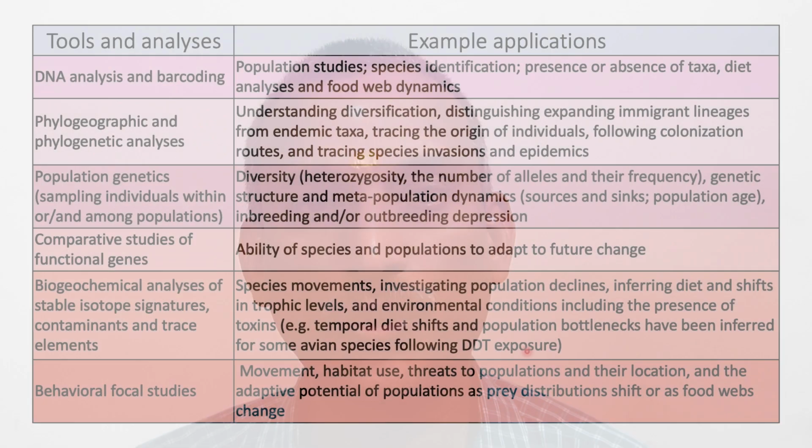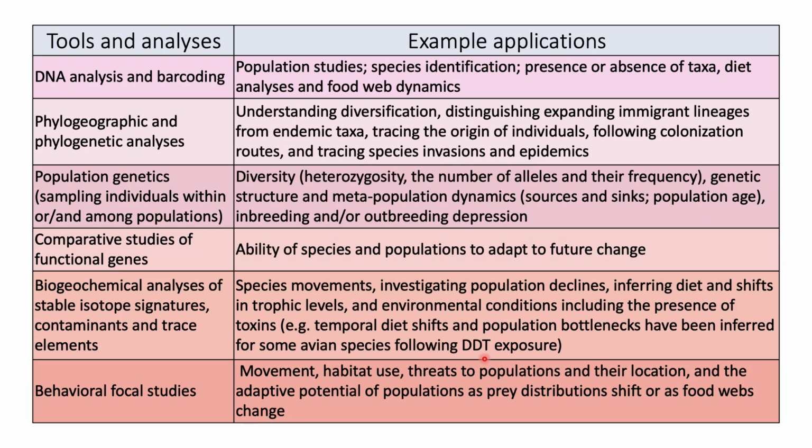In the later part, we will be studying the different types of pollutants and how they affect the Arctic ecosystem. There we will be studying more about this kind of pollutant exposure and how it is being monitored and how it affects the Arctic ecosystem. Then behavioral focal studies. Here people study movement, habitat use, threats to populations and their location, and the adaptive potential of populations as prey distribution shifts or as food webs change.